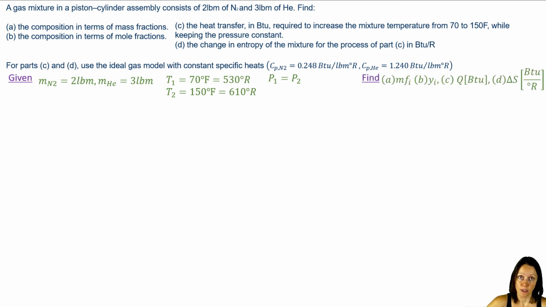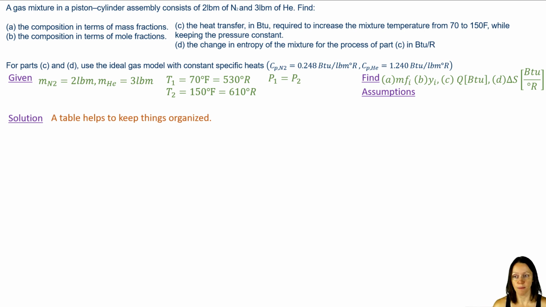Here are the things that I need to find and the units that I need to find them in. It tells me I can assume that my mixture behaves as an ideal gas with constant specific heats, but I'm not actually going to make that assumption until I have to. So for part A and part B, I don't. I just need to put things in a table and calculate my mass fractions and my mole fractions.